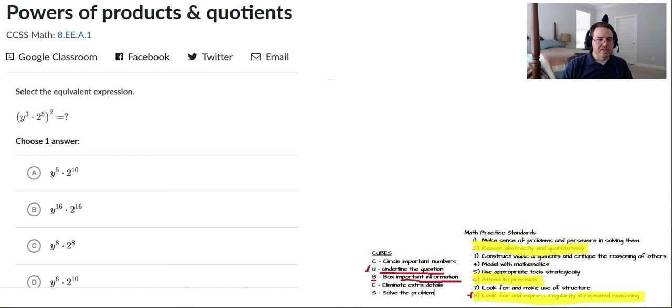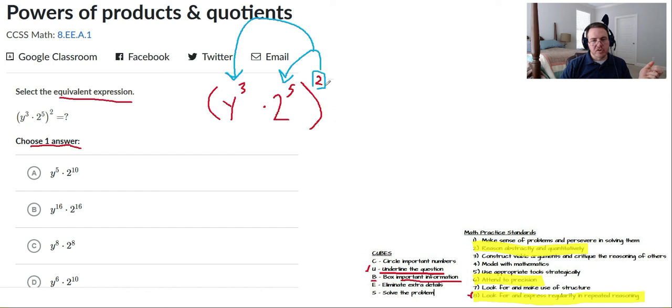So let's look at what they want you to do. Okay, select the equivalent expression. So one of these has to be the same. It says choose one answer, so I know there's only one. Okay, so we're doing y to the third power times 2 to the fifth power, all that raised to the second power. Okay, so it can be understood a few different ways. Essentially, the exponent 2 is going to apply to both of these terms. So you can pretend like each one of them had their own individual second power.